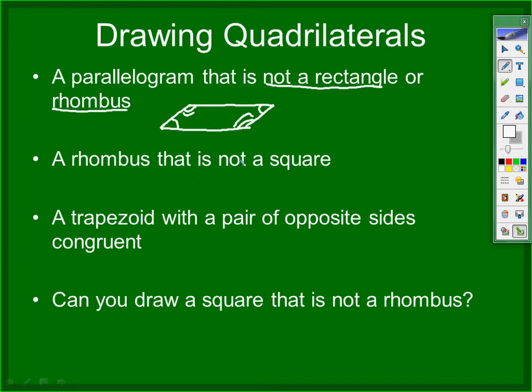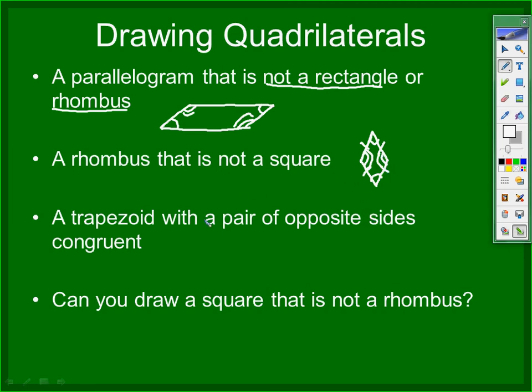A rhombus that is not a square is telling us that we have four sides that are congruent, but we do not have right angles. That's congruent to that, it's congruent to that, it's congruent to that. This angle is congruent to this angle, and again, these opposite angles are congruent here.